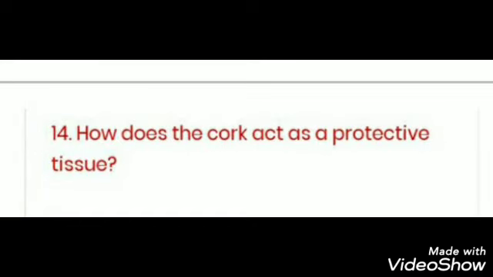The second last question of this exercise, that is question 14, is, how does the cork act as a protective tissue? The outer protective layer, which is the bark of a tree, is also known as the cork. It is made up of dead cells. Therefore, it protects the plants against mechanical injury, changes in temperature, etc. It also prevents the loss of water by evaporation.